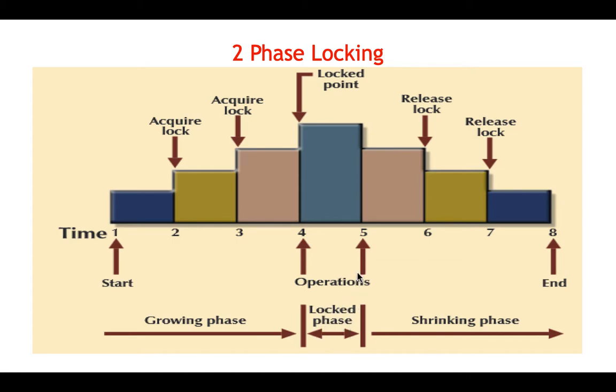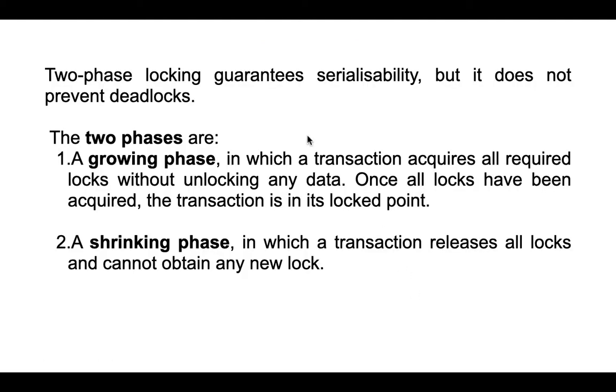Once the operations are completed, the locks can be released one by one. That is the shrinking phase. In the shrinking phase, the locks are released one by one. The thing to understand here is that the locked phase begins only when all the required objects are locked. Once the operations are completed, we start releasing the locks one by one. So as we just saw, there are two phases, the growing phase and the shrinking phase.